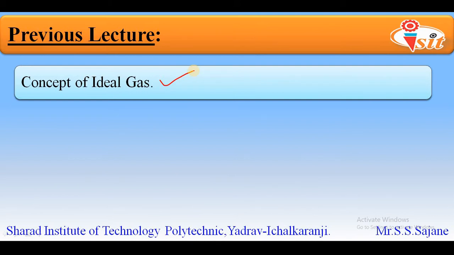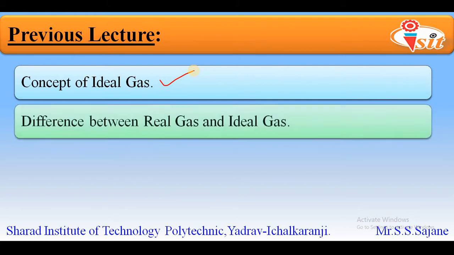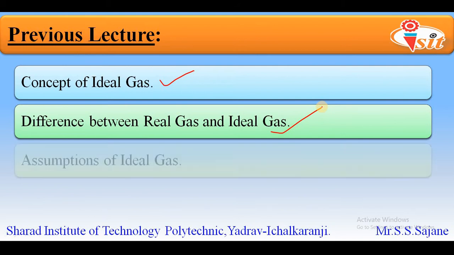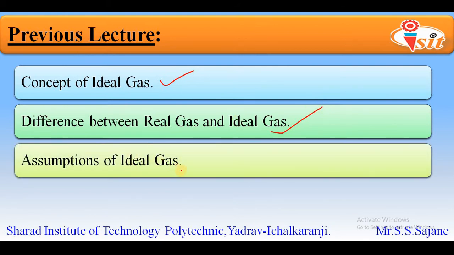Ideal gas is a perfect gas, which follows all the gas laws at all ranges of pressure and temperature. We have seen the difference between the real gas and the ideal gas. After this difference, we have seen the assumptions of ideal gas. In that we have seen 4 assumptions.